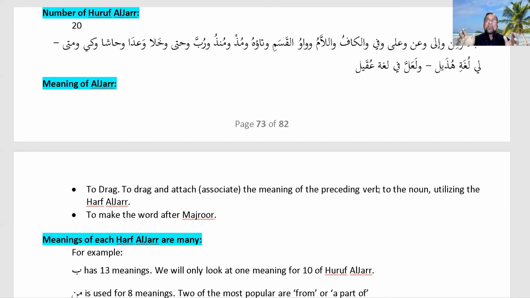So you have katabtu bil qalami, katabtu, I wrote, bil qalami, with the pen. So the ba drags the meaning of kataba to the pen. So as if the kitaba is done with the pen. So the harf is used for linking, associating that action with the object.